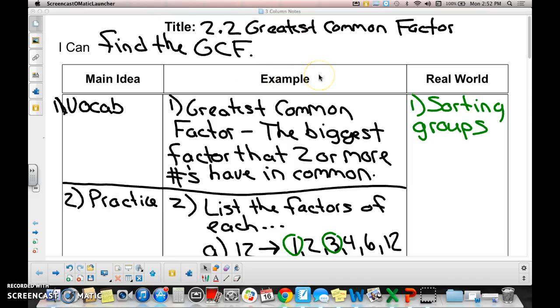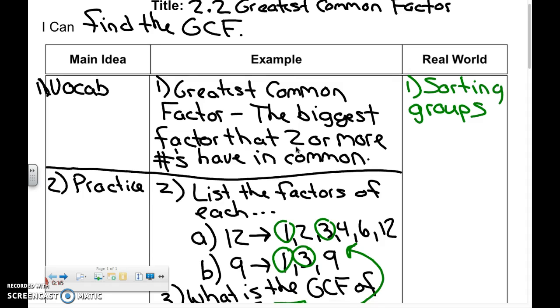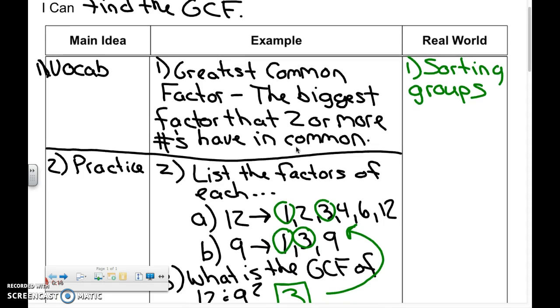All right, ladies and gentlemen, we've got 2.2 greatest common factor. What are we trying to do, or what is the I can statement, or what is our goal, Mr. Bennett? I can find the GCF. You can find the GCF. Can you find the GCF now? Bennett is good at it.